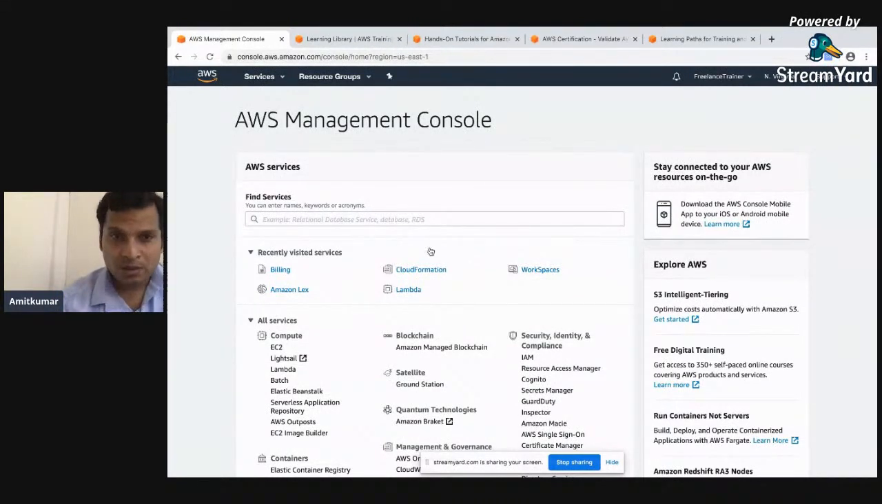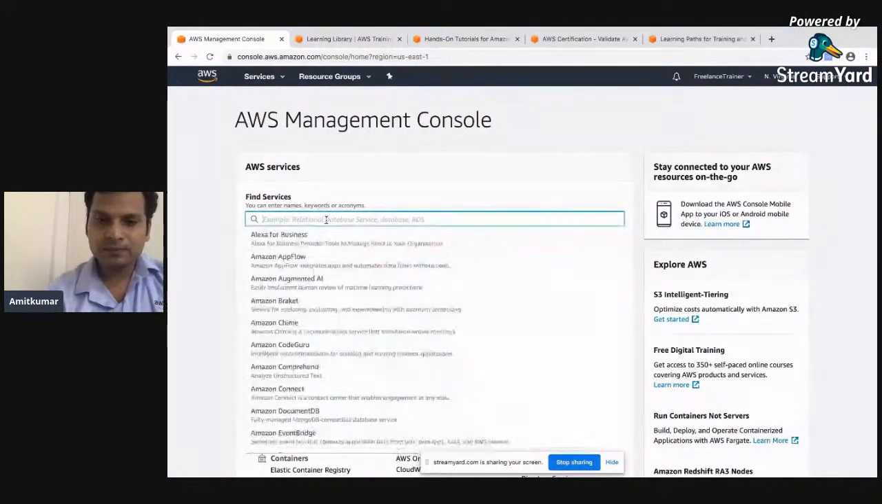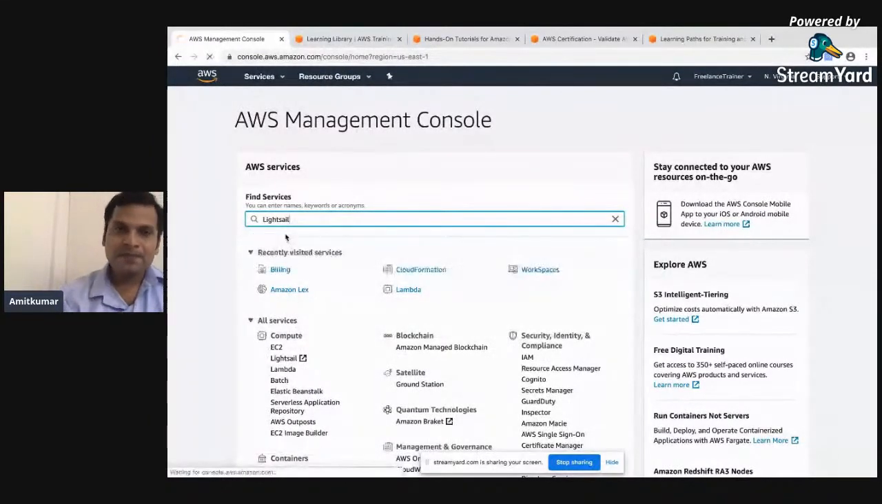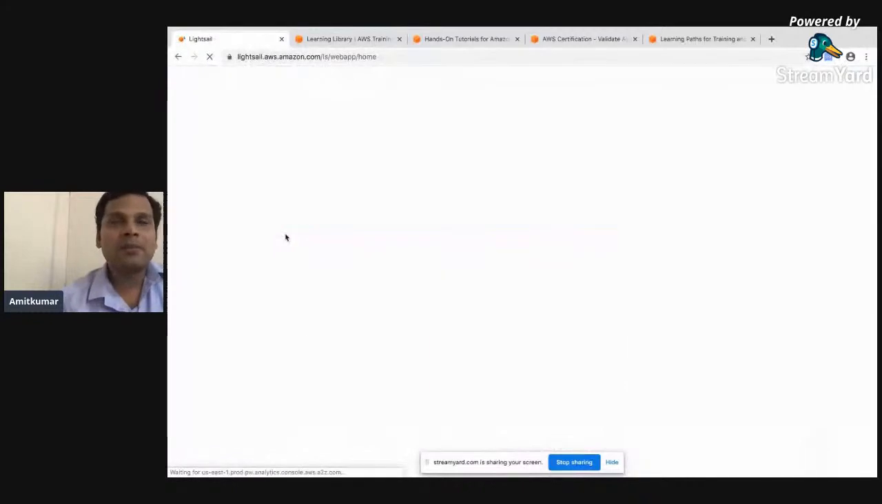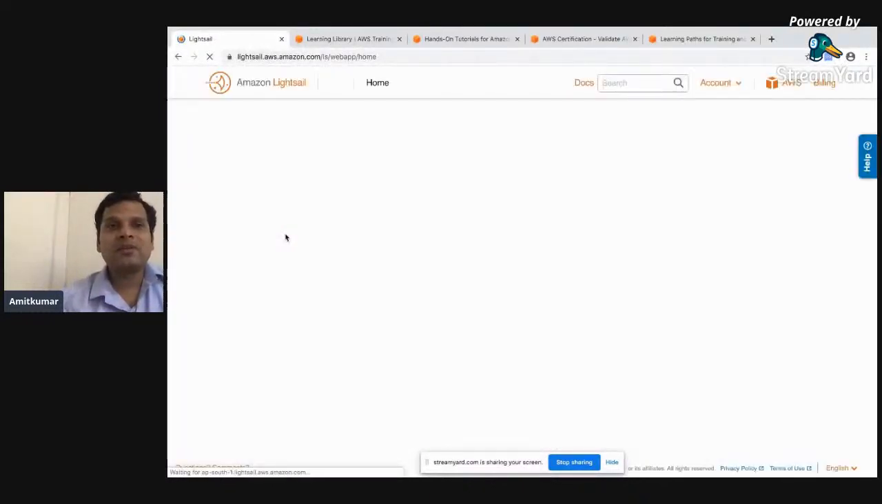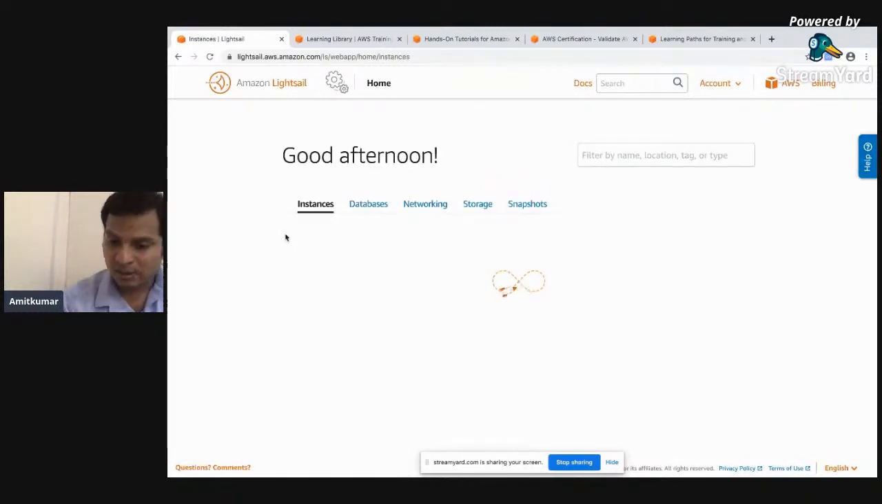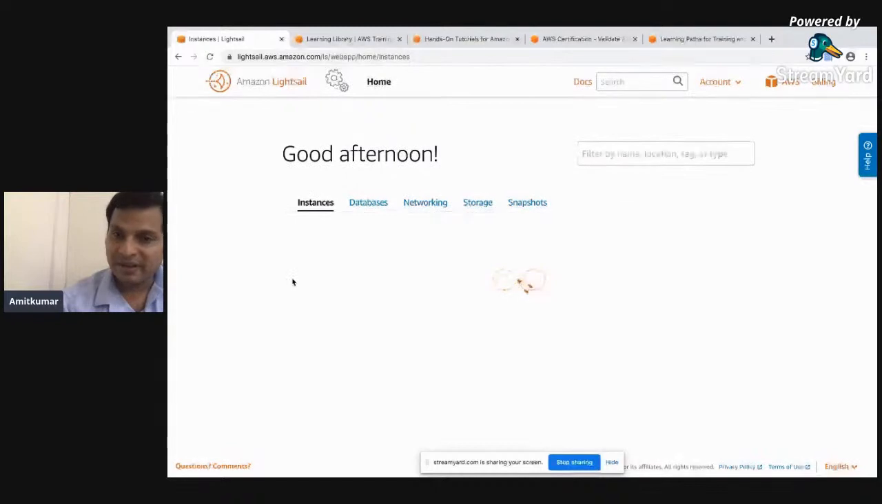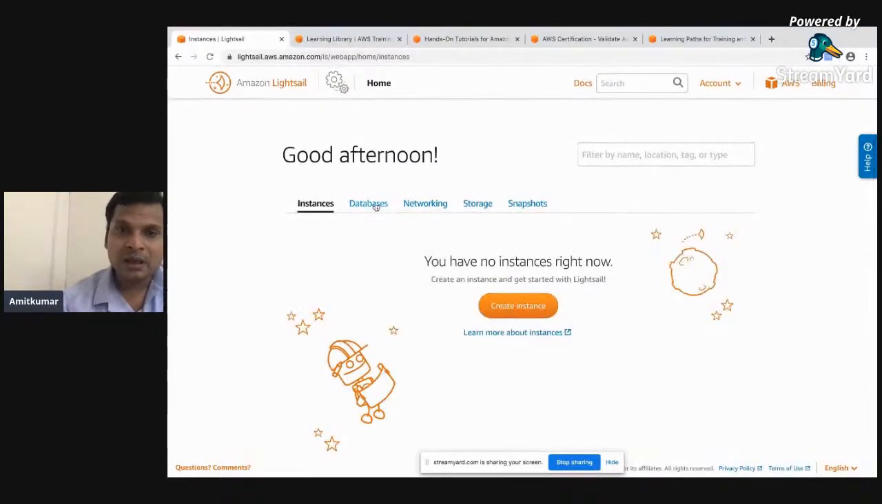Okay, so let's just check Lightsail. Right, you can use this, let's say, for your upcoming event, your tech fest. If you want to host a microsite for your tech fest promotion, you can simply use this service. In a few minutes, or in fact even less than that, you will see an instance up and running.